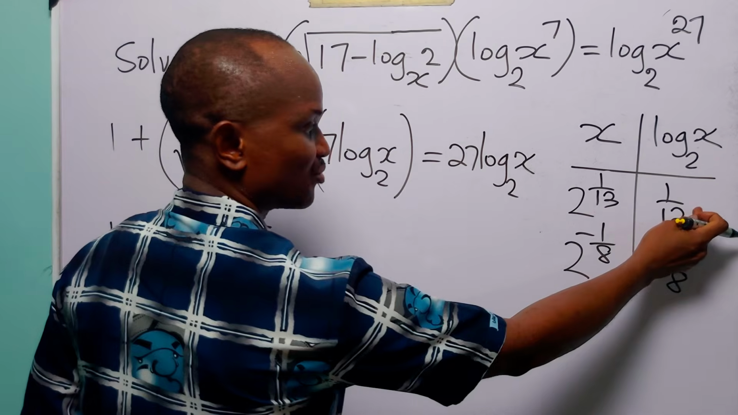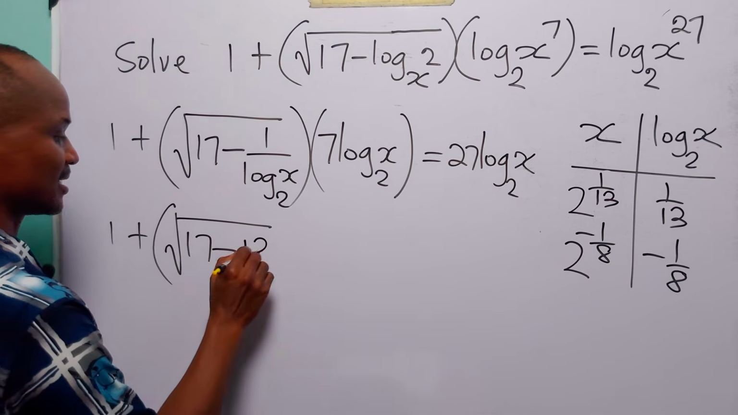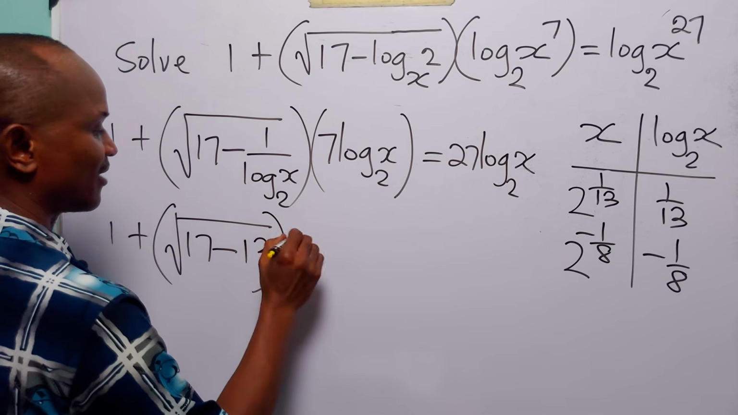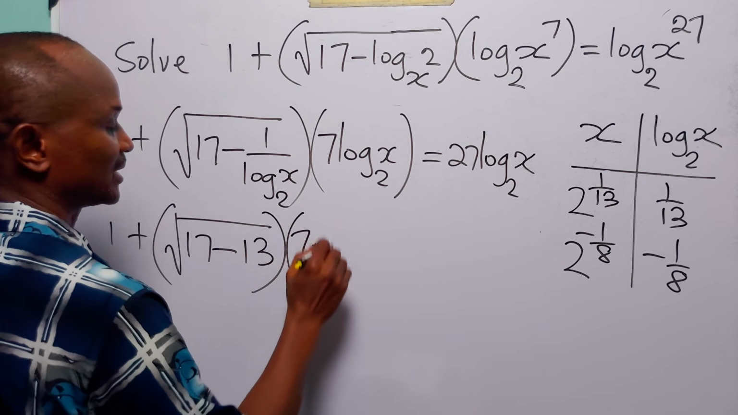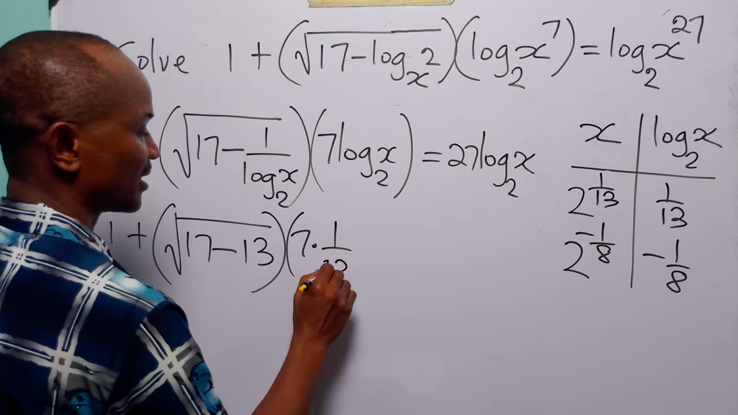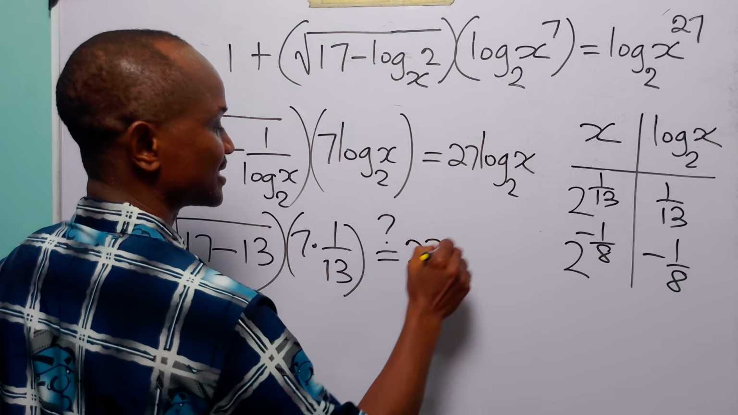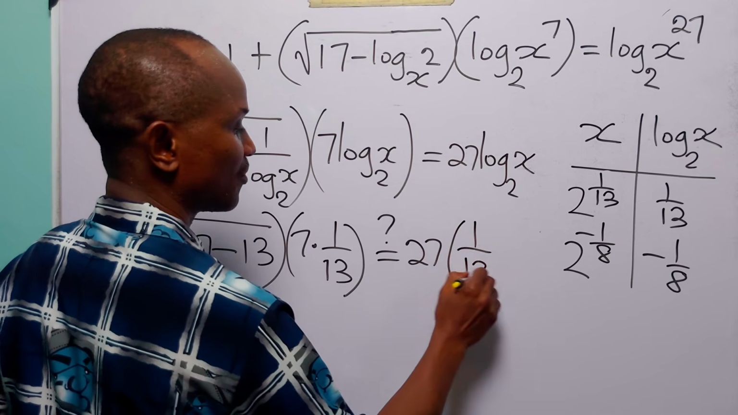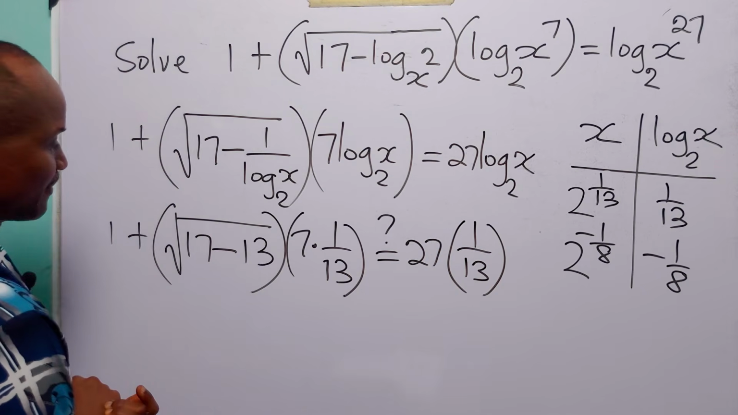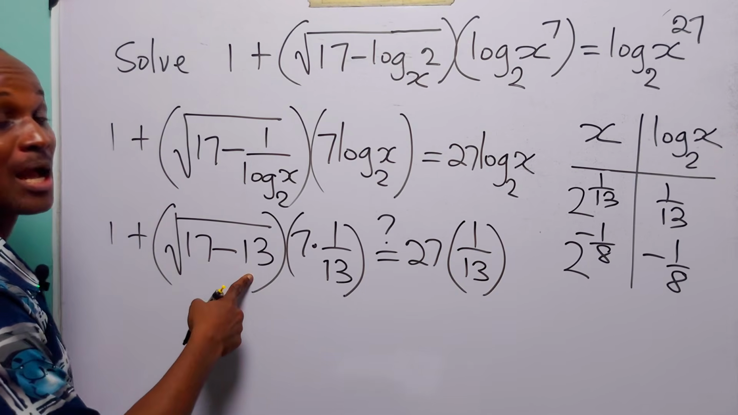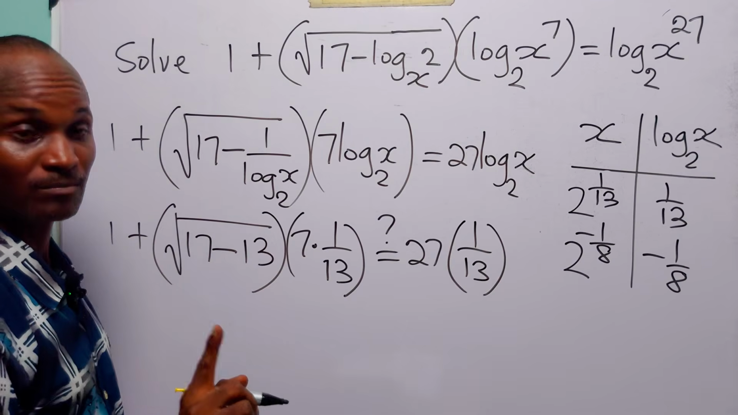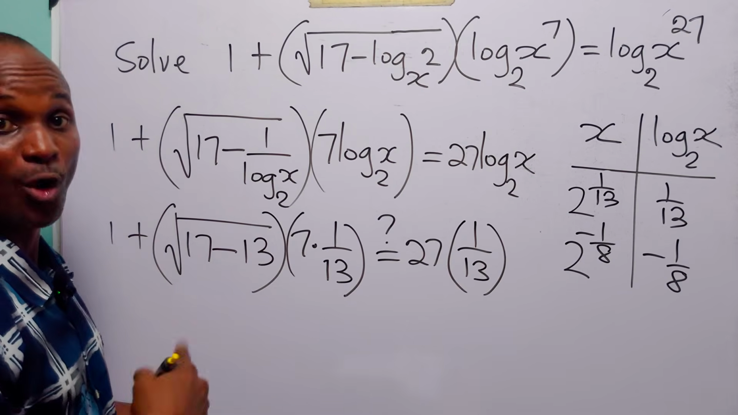Of course, the reciprocal of this, which is 13. Now we have 7 times 1 over 13. Is this equal to 27 times 1 over 13? 17 minus 13 is 4. The square root of 4 is 2.